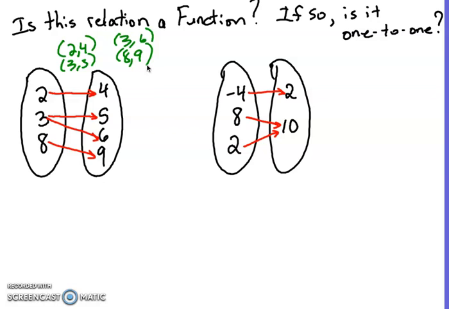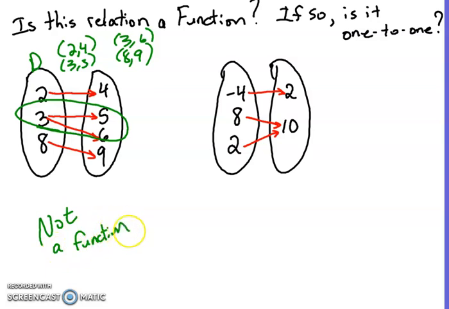Now, is it a function? A function says, does each input, your domain, does each one go to only one number? Well, notice this right here, 3 goes to 2 different numbers. That's impossible. If I plug in 3, I should only get one output. So this is not a function. And obviously, if it's not a function, it can't be one-to-one.